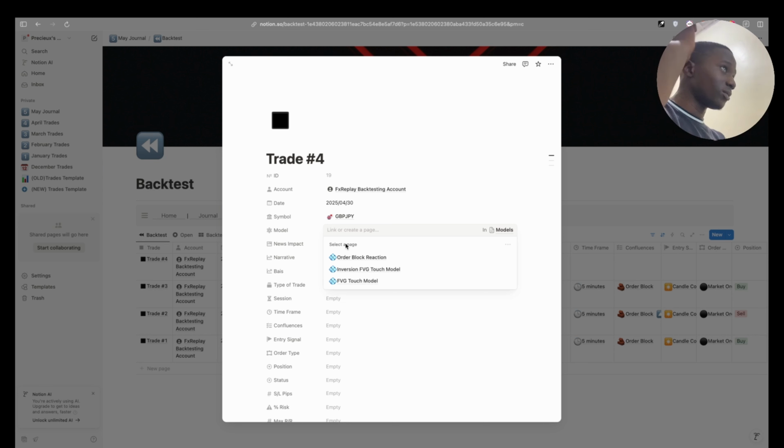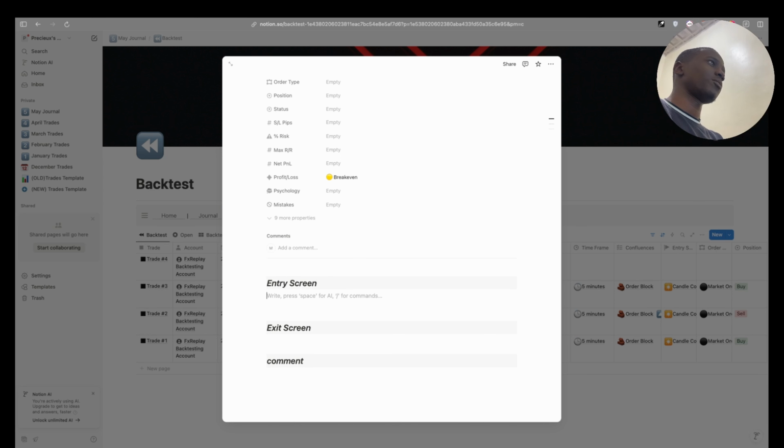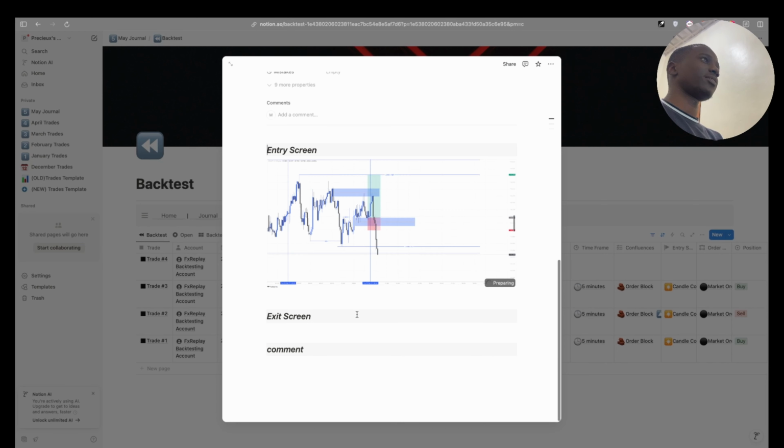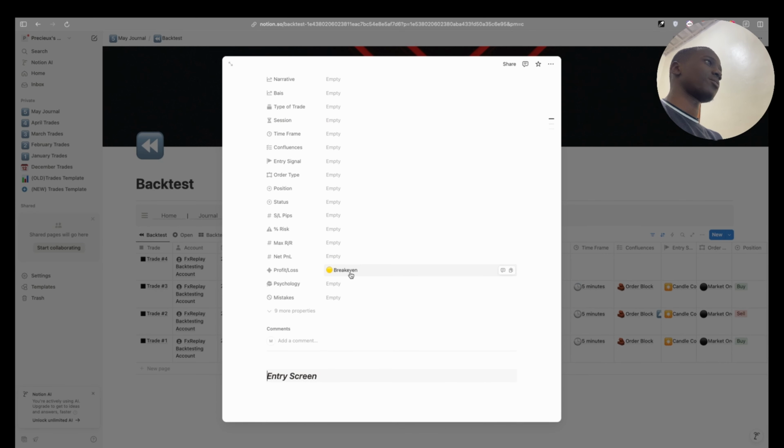So the model we entered off of a favorable gap. Then let me put the screenshot. Oh, sorry. Okay. Let me put the screenshot. We'll add the other details later.